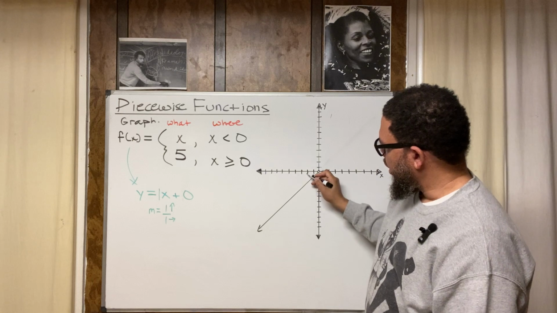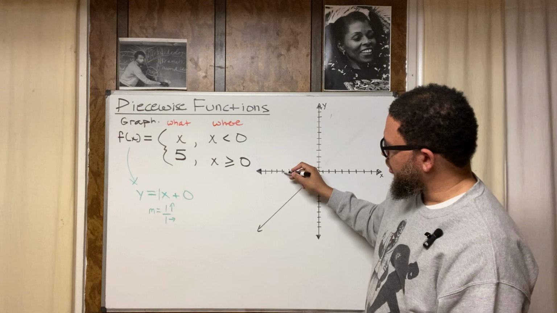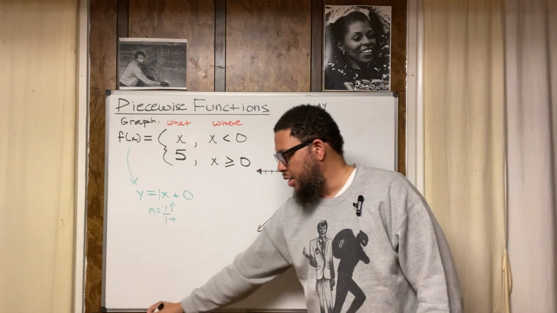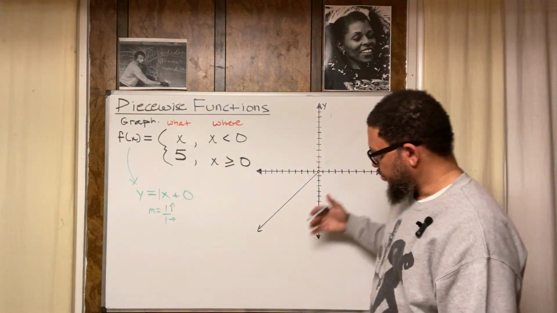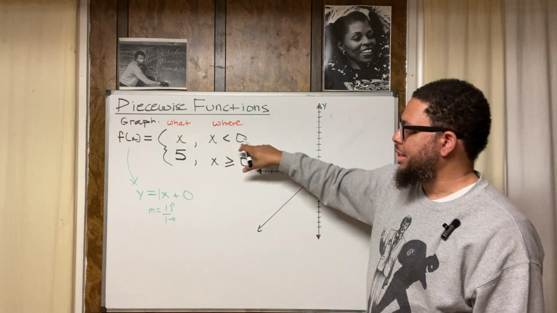X is -1, x is -2, x is -3, x is -4, -5, -6, -7, -8, -9. See how that works? And it's going to go on forever and ever and ever to negative infinity, right? Which is cool. But again, we only want the piece that's not less than 0.